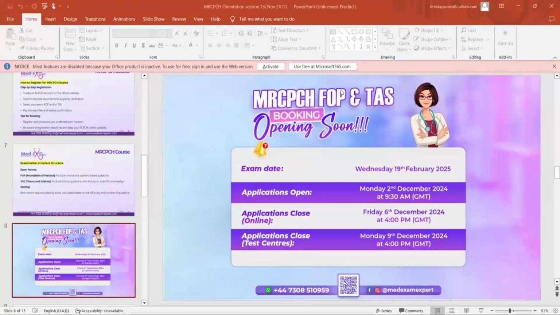The coming date will be in February, Wednesday, 19 February 2025, and the application window will open on Monday, 6th December 2024 at 9:30 a.m. So the window will open, and if you are sitting in Pakistan, it's 2:30 a.m.